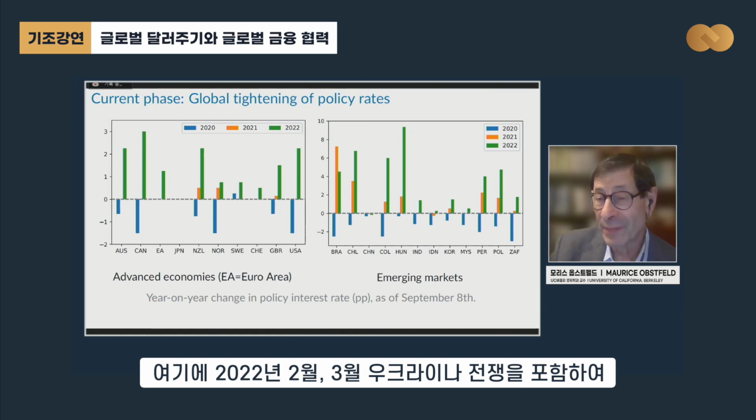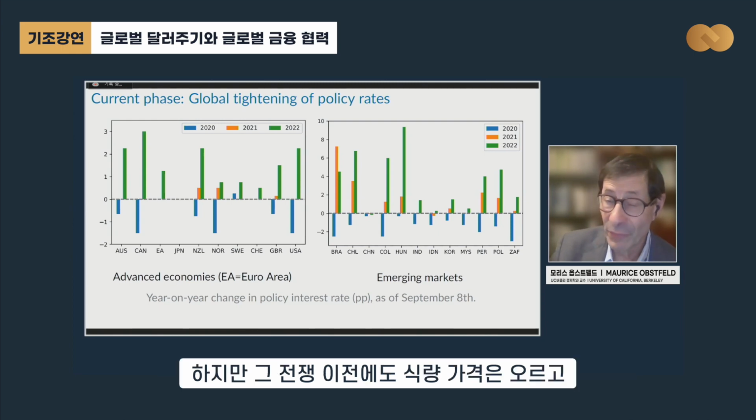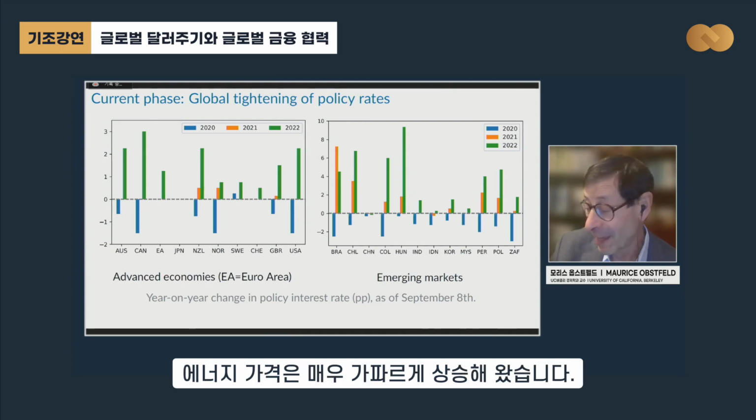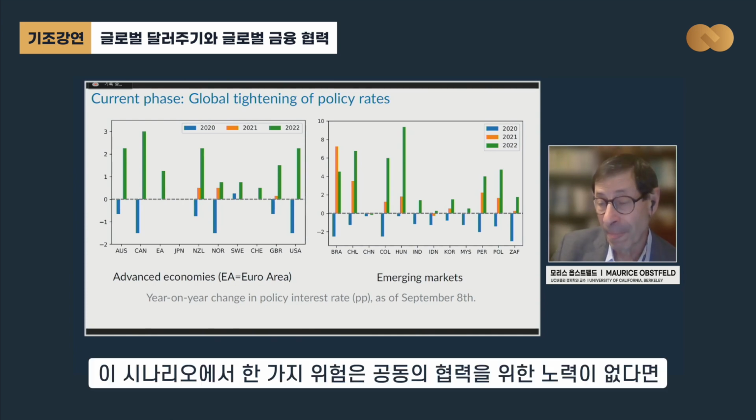Inflation will come down, but inflation is partly driven by supply shocks, including the effect starting in February, March 2022 from the Ukraine war. But even before that war, food prices had been rising and energy prices had been rising very sharply. The war made things worse.